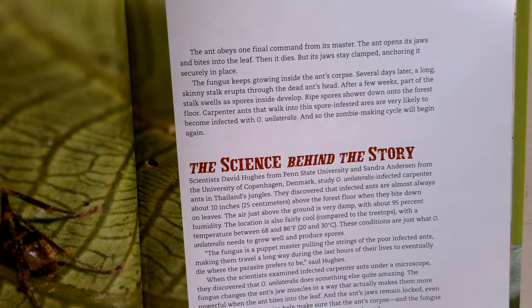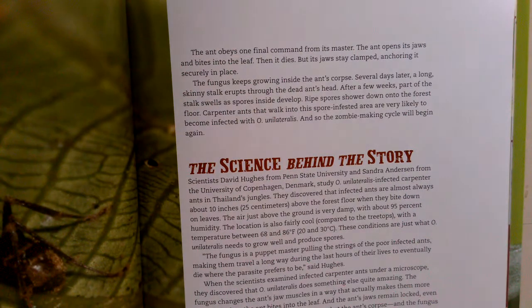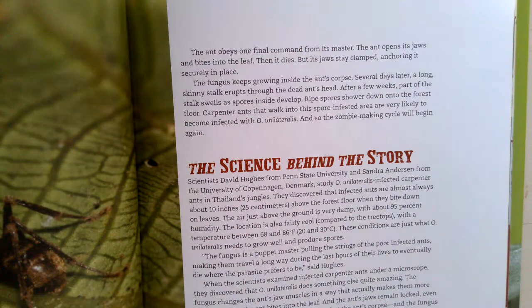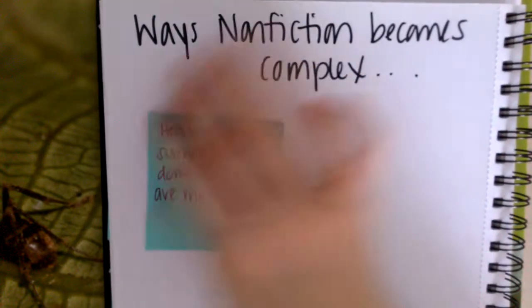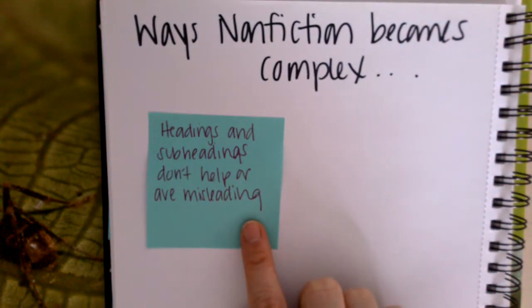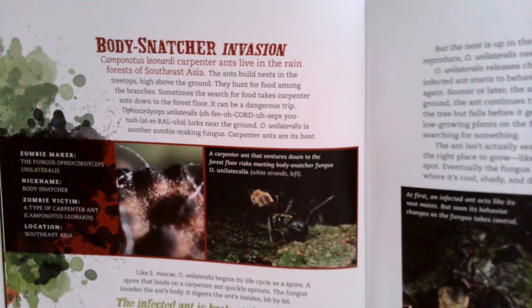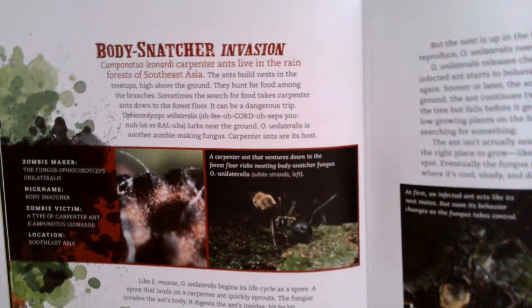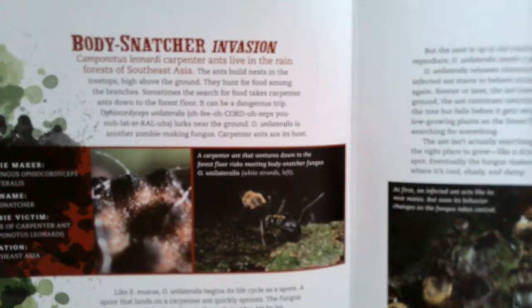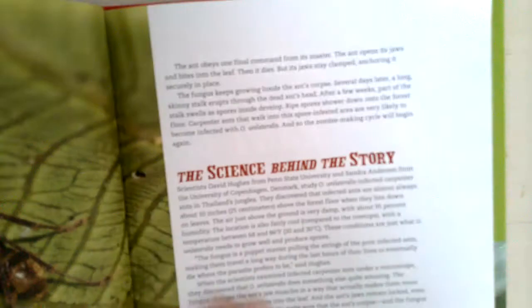Okay, so let's jot down a couple of things about main idea that we are noticing. Something I think is super important to jot down, as we're making a chart here of ways nonfiction becomes complex, is that sometimes the headings and subheadings don't help or they are misleading. In this case, we have a subheading here of "Body Snatcher Invasion," which actually makes sense for what this text is about, because we know that the fungus comes in and snatches the body and invades it. So that actually makes sense.